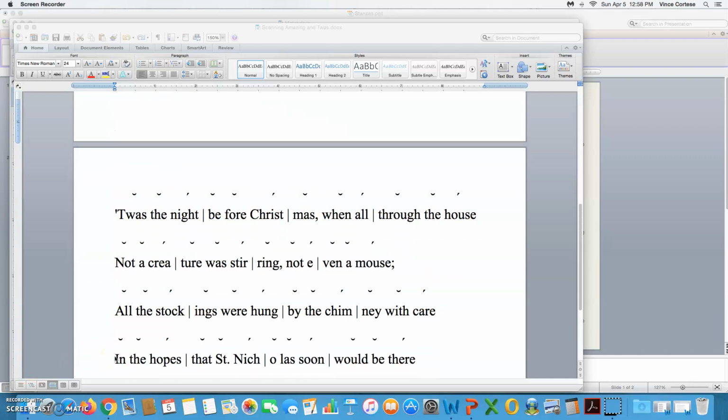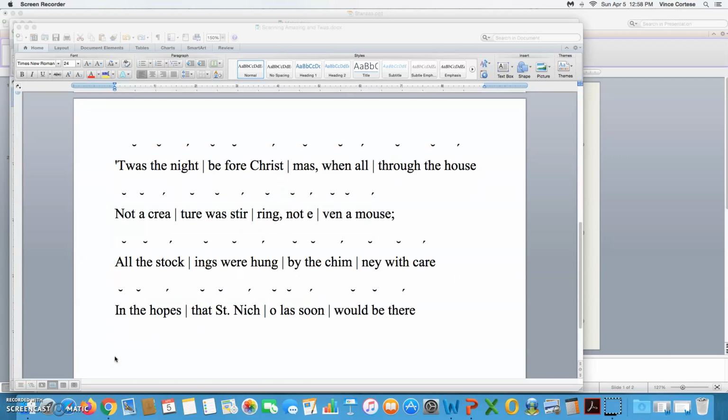The next example I want to show you is another popular poem, 'Twas the Night Before Christmas, and this has a little different feel to it when we read through it. And again, as we read through, we listen for those more strongly stressed syllables. 'Twas the night before Christmas, when all through the house not a creature was stirring, not even a mouse. All the stockings were hung by the chimney with care, in the hopes that St. Nicholas soon would be there.